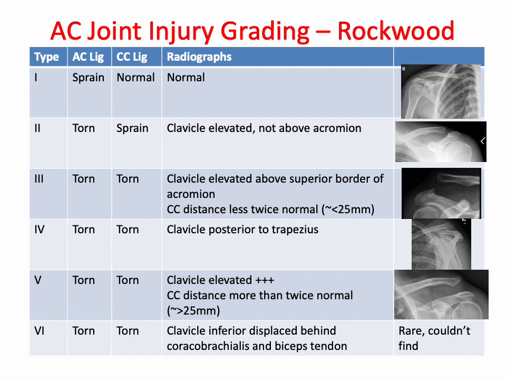and the CC ligaments. Types 4 to 6 again involve a tear of both ligaments, but they differ in where the clavicle is located. In type 4, it's located posterior to the trapezius. Type 5 is significantly elevated with a CC distance more than twice normal, and type 6 is where the clavicle is inferiorly displaced, sort of behind coracobrachialis and the biceps tendon. No, couldn't find a picture of that one.